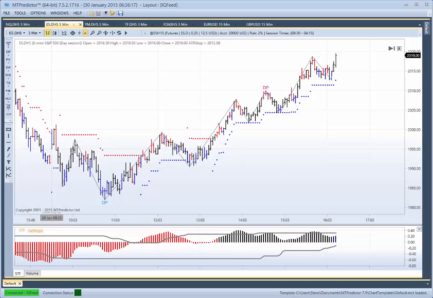In today's video I'd like to look at how yesterday, which was January the 29th, unfolded on the US E-minis, but particularly looking at using the higher time frame on the higher time frame charts. This is where we really see the true power of the software.